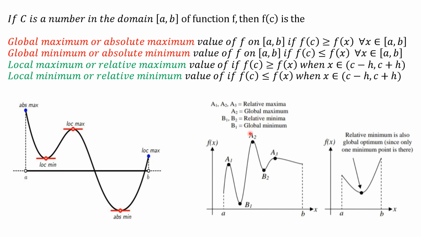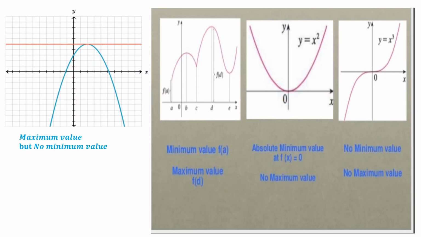For example, getting first rank in class is a local maximum, and getting first rank in university is a global or absolute maximum. I hope you understood this concept. A function f defined over the interval I or the domain D may attain only maximum, may attain only minimum, may attain both maxima and minima, or may not attain both maxima and minima.